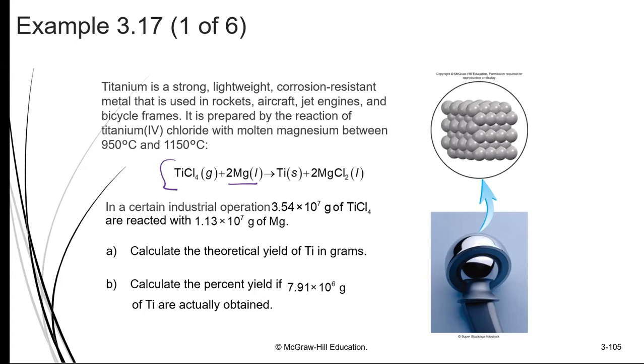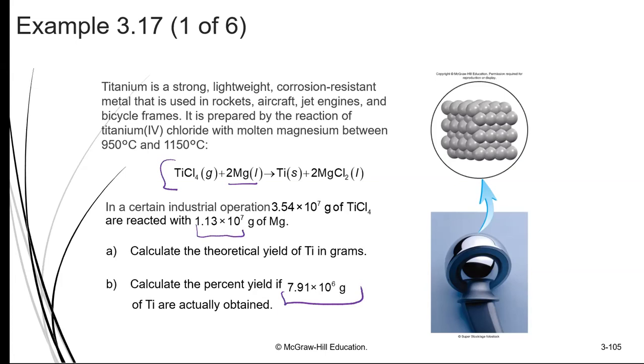So in the process, they use 3.54 times 10 to the 7 grams of titanium chloride, and they reacted with 1.13 times 10 to the 7 grams of magnesium. And so we would like to figure out how much titanium in grams that would produce. And then secondly, if we only make 7.91 times 10 to the 6 grams, what is the percent yield for that process?